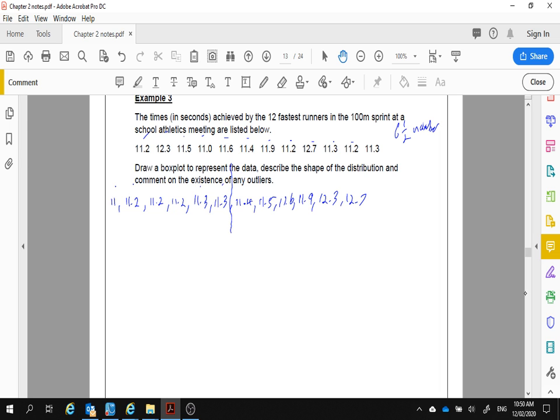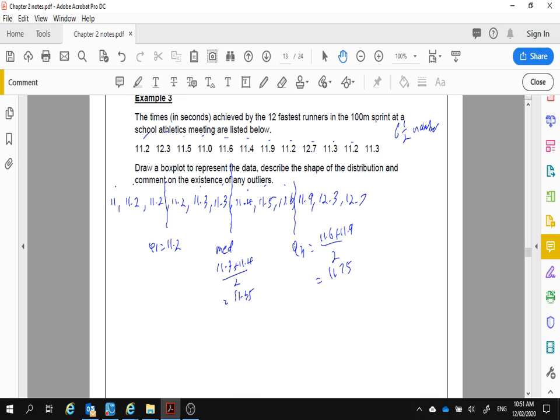So halfway between 11.3 and 11.4. So this is the median. 11.3 plus 11.4 divided by 2 gives us 11.35. Okay, and then again, 6 numbers here, 6 plus 1, so between the third and fourth, the 3.5th number, halfway between 11.2 and 11.2, it's just 11.2. And the 3.5th from the top, halfway between 11.6 and 11.9. So 11.6 plus 11.9 divided by 2 gives me 11.75.